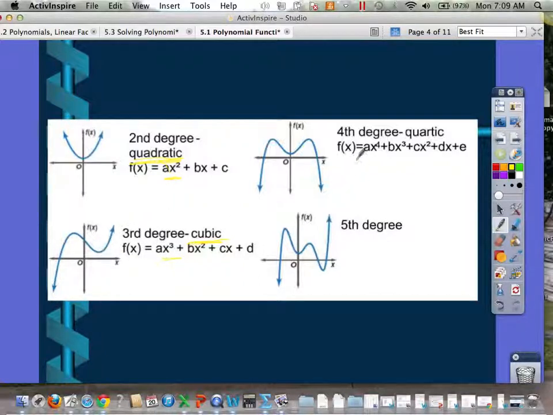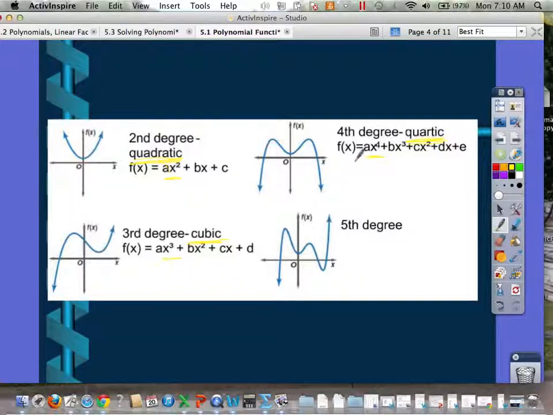Over here we've got a fourth degree, quartic. That's a new word probably for you, quartic. Fourth degree, because the highest degree of this particular polynomial is a 4. And you'll notice because it is an even index that end behavior will go in the same direction whether it's positive or negative.